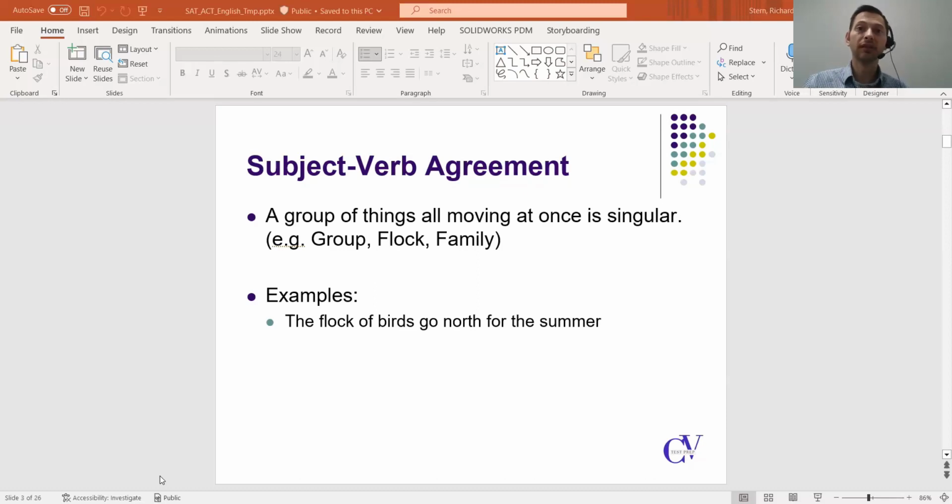Who's going? "Of birds" is the prepositional phrase. Really it's the flock. So the flock is singular. You would say "the flock goes" because you would say he goes, they go. So he, meaning singular, he goes. So the flock goes north for the summer.